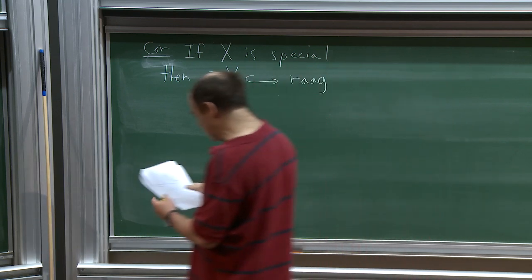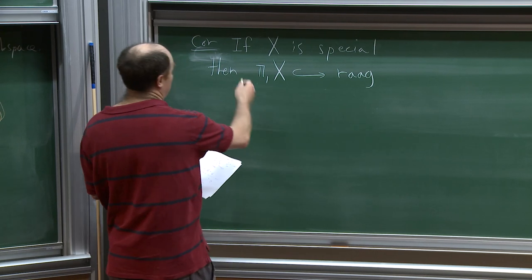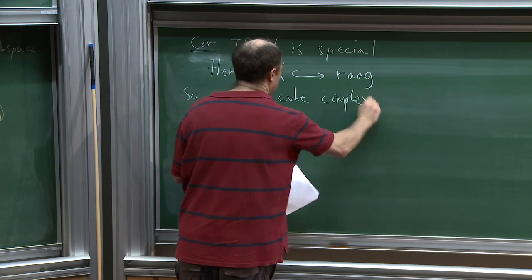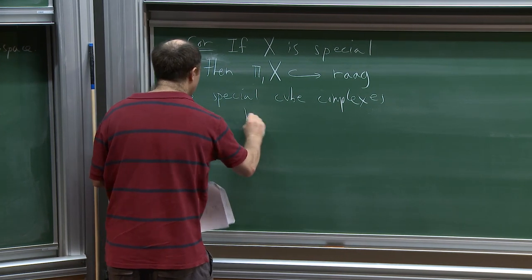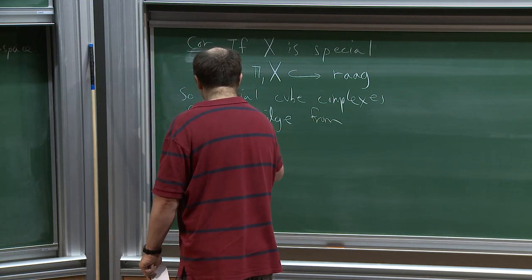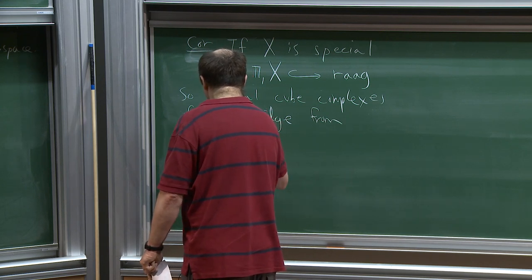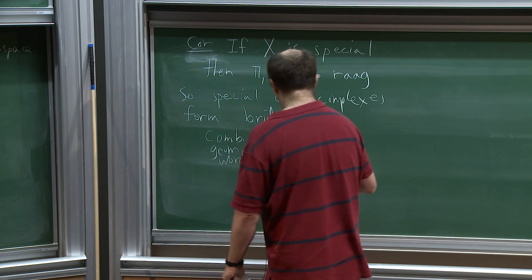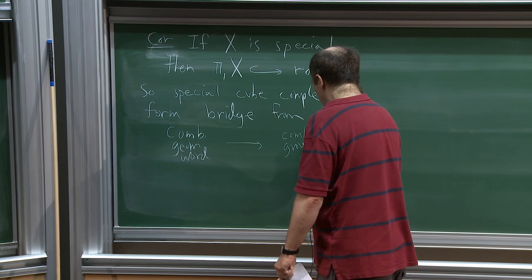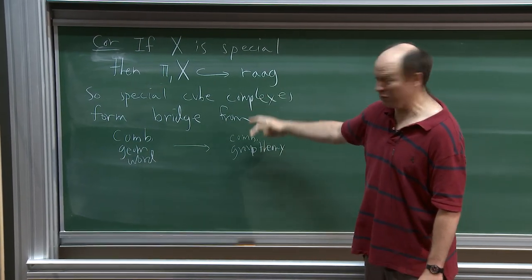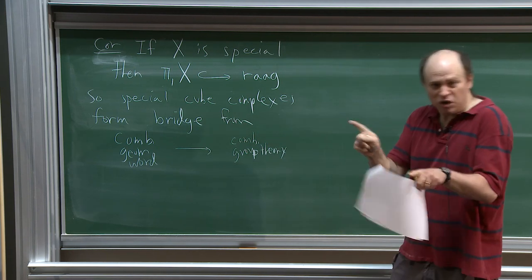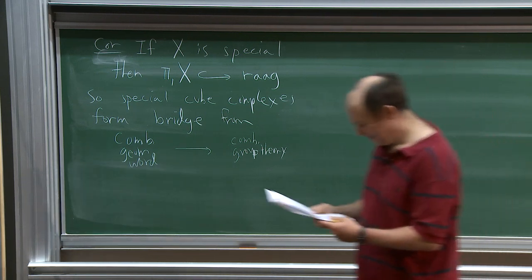So special cube complexes form a bridge from some type of combinatorial geometry world to a kind of combinatorial group theory. Because right-angled Artin groups are the sorts of groups that would make combinatorial group theorists happy. You don't really even need geometric group theory to understand them. You could just mess around with letters.